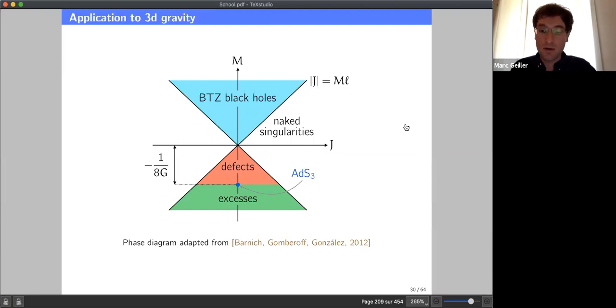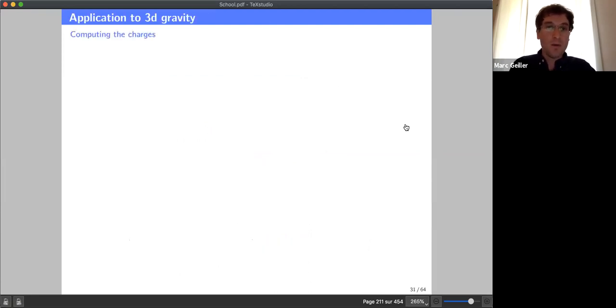What we want to do with these black holes is just compute the charge, because in fact, we're not really interested in all the detailed physics and thermodynamics of these black holes. What we want to understand is how to use this charge formula that we derived to compute physical quantities. So we want to compute the charge.